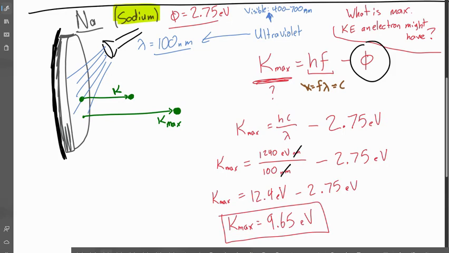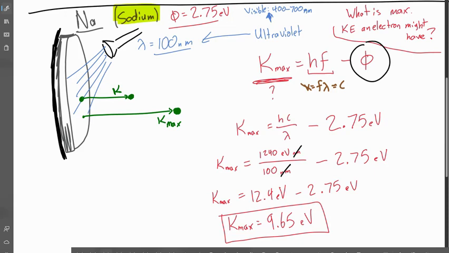Okay. And that is very much a type of problem that AP would have you do. I've seen this on at least 5 or 6 free response questions. What's the maximum kinetic energy given the wavelength, given the work function? All you have to do is plug it into hc over lambda and plug in phi for whatever you're given for whatever that material is. In this case, it was sodium. Sodium's work function, 2.75.